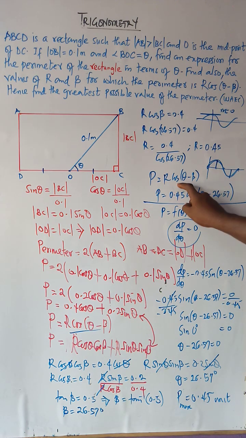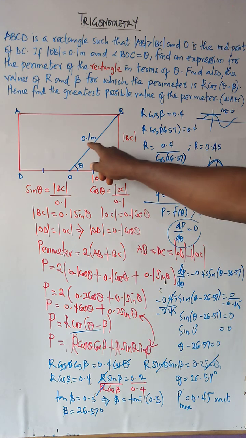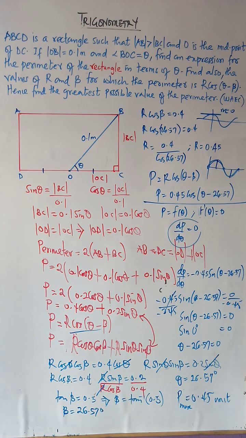So 1 times 0.45 is what? 0.45. So one side is what? 0.45 units. Oh, we are giving a unit here, meter. So that will be 0.45 meter as the maximum perimeter of the rectangle.